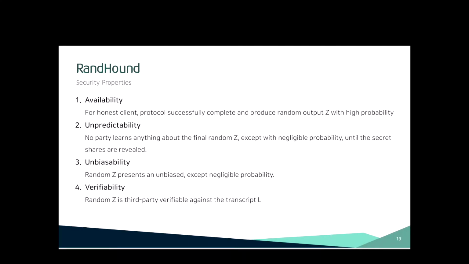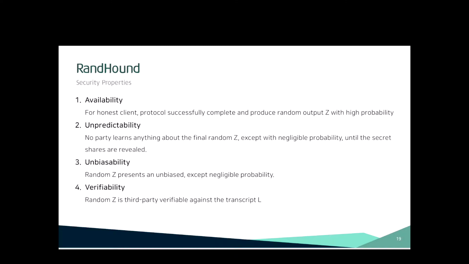Now, review the previous 4 indicators to assess RandHound. First, availability means that the protocol should be terminated normally and a random Z is provided with high probability to an honest client. And unpredictability means that nobody knows the final output Z before the final output except for a very small probability.